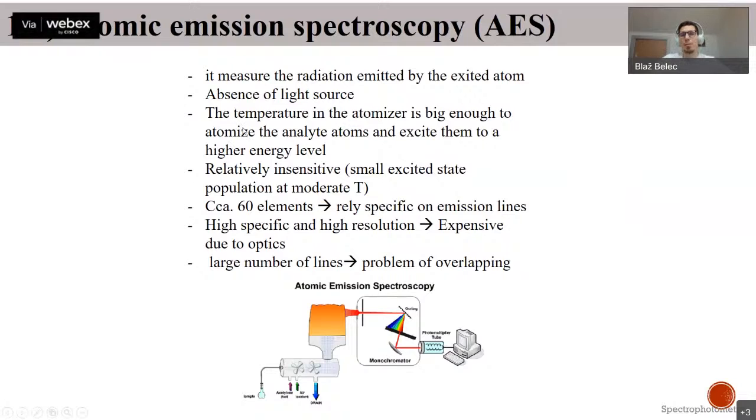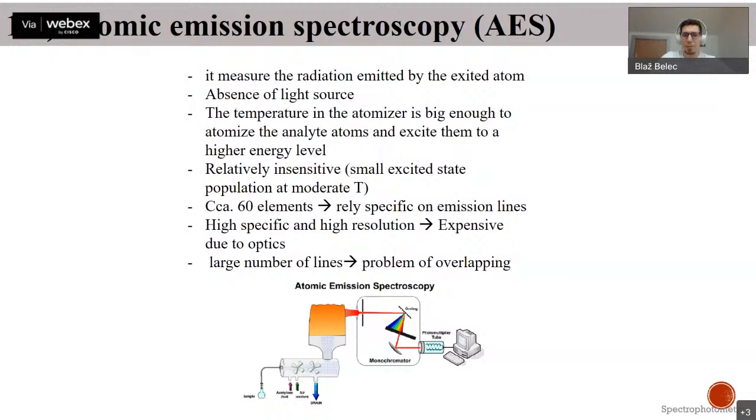So the temperature of the atomizer is high enough to atomize the analyte atoms and excite them. Of course, depending on the sample, we have to choose the right atomization process, so if we have the standard gas flame or we have plasma flame. With emission spectroscopy, we can analyze approximately 60 elements, for they rely on the emission lines.